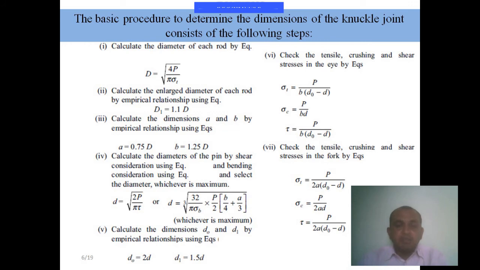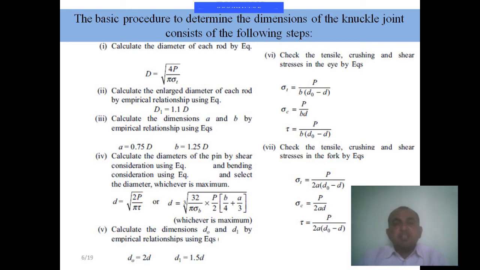Then you can finally find out the dimensions of D0 and D1. D0 is the diameter of the fork collar, and D1 is the outside diameter of the eye, by using the empirical relations. The outside diameter of the fork, D0, is 2 times d, and the outside diameter of the eye, D1, is equal to 1.5 times d. Then check the stresses which are present in the eye, like the tensile stress and crushing stress against the failures, and find out whether the stresses are safe or unsafe against the load conditions.